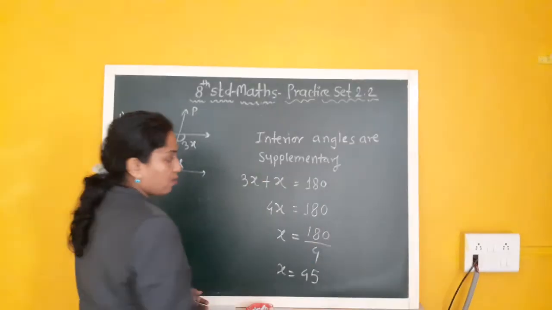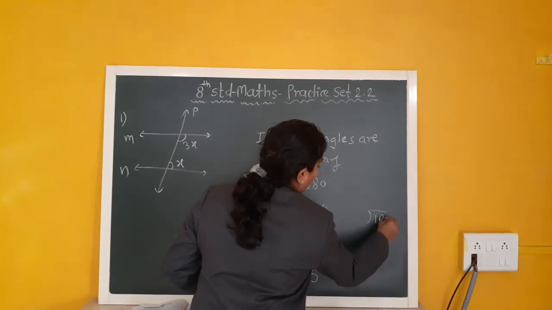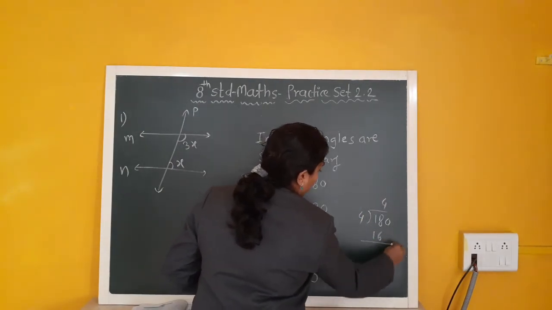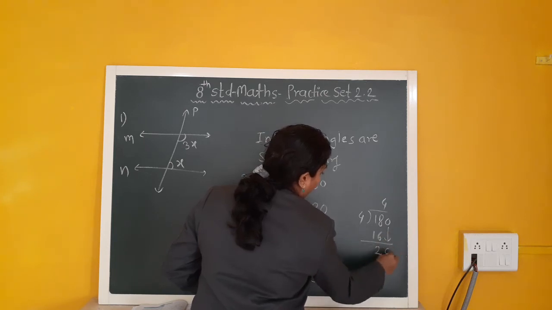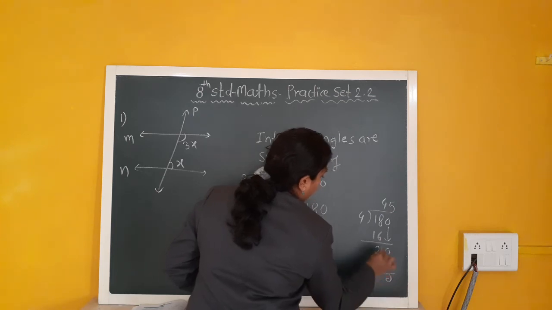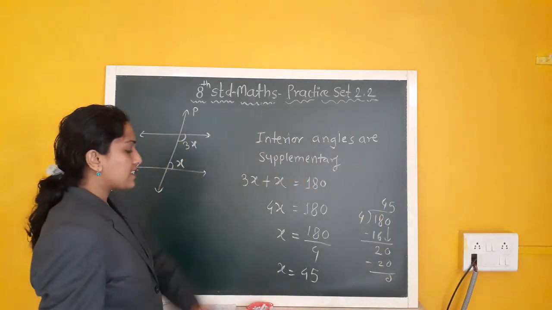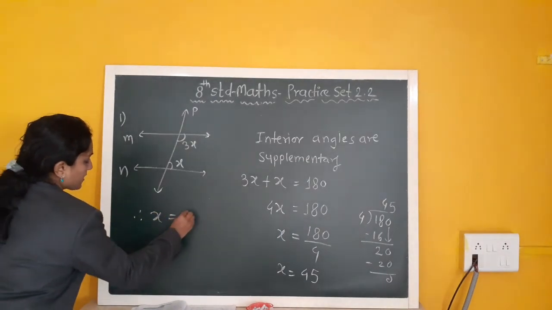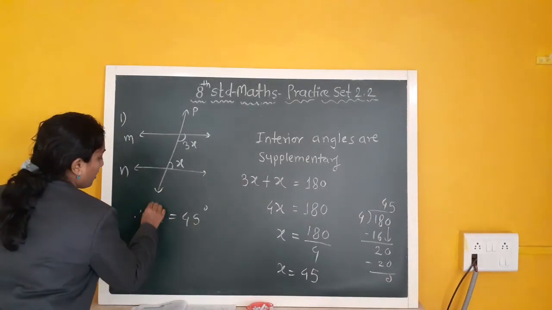If you can't do the division like this, then you can do it like this. 180 divided by 4. 4 fours are 16, remainder is 2. We take 0 here. So 4 fives are 20, remainder is 0. So the answer is 45 degrees. Therefore, x is equal to 45 degrees.